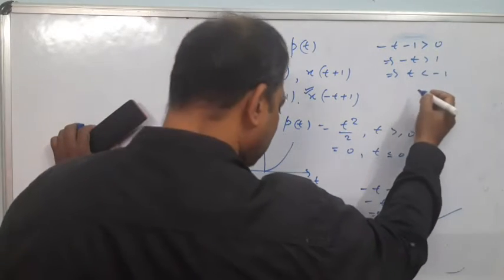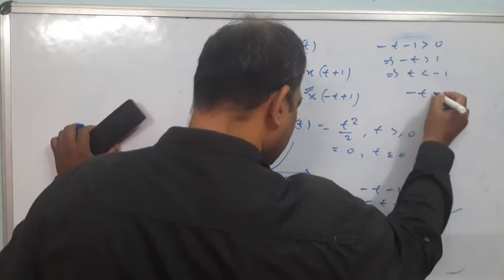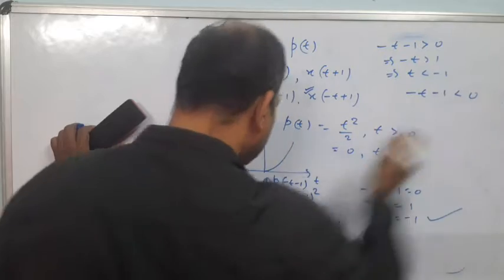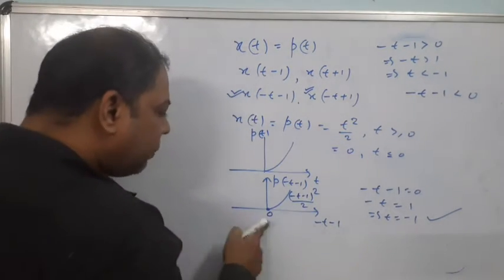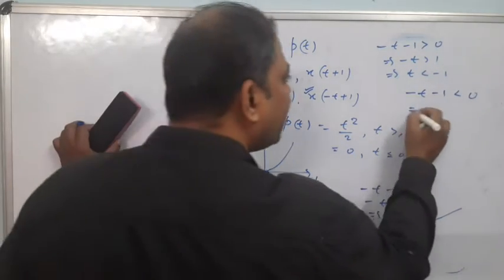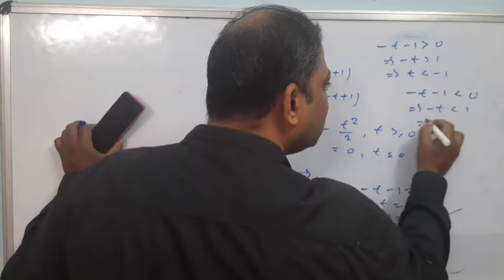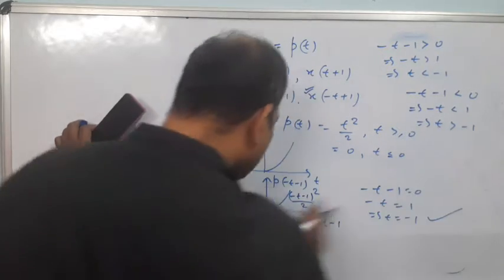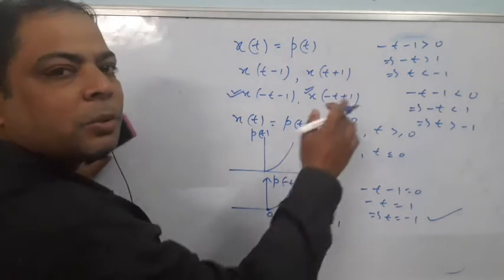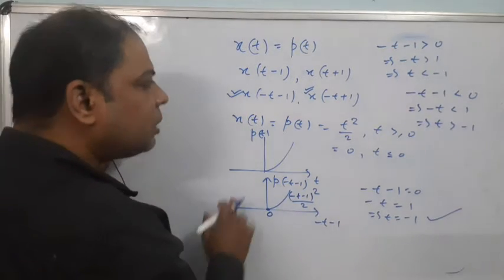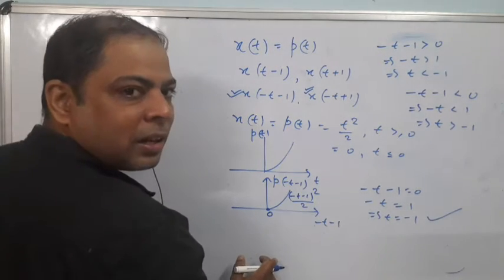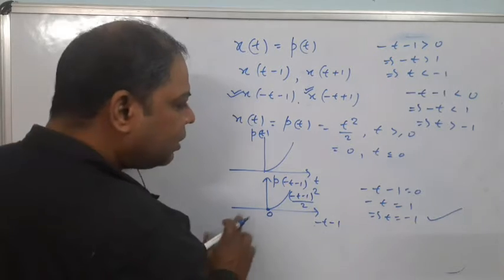Similarly, you can consider -t-1 less than 0 on this side. If -t-1 less than 0, then what will you find? -t less than 1, which implies t greater than -1. So this side is nothing but t greater than -1. Okay, t greater than -1.